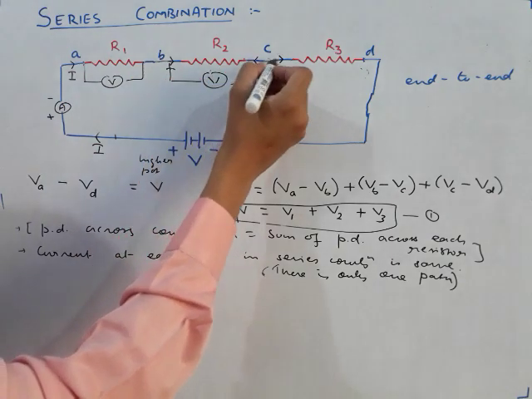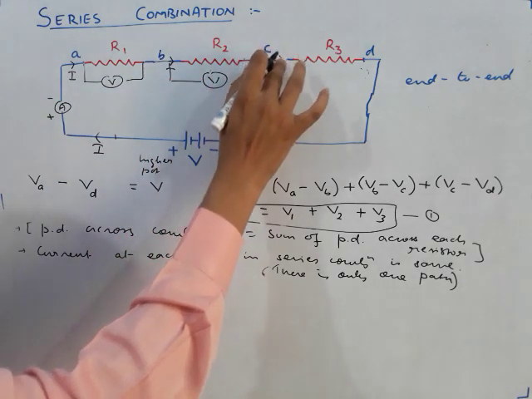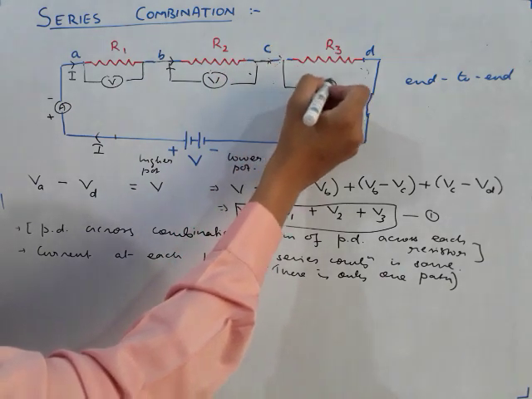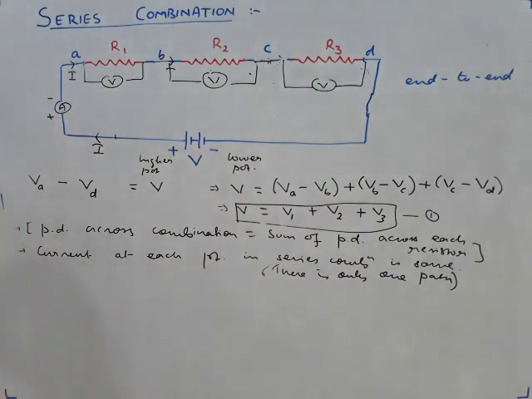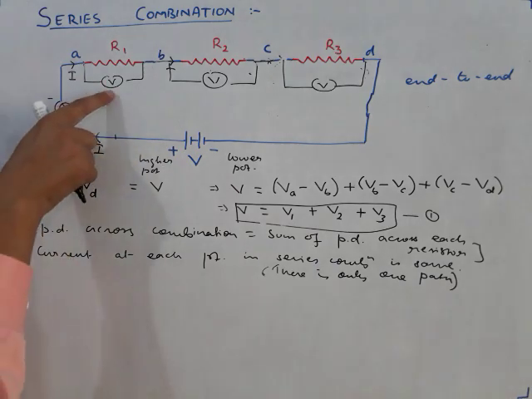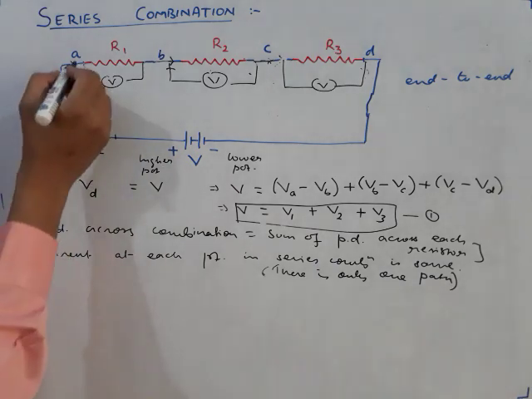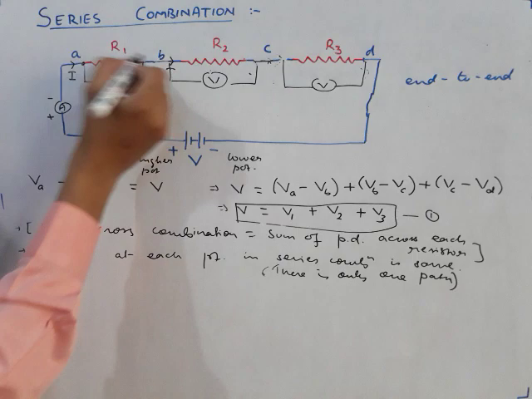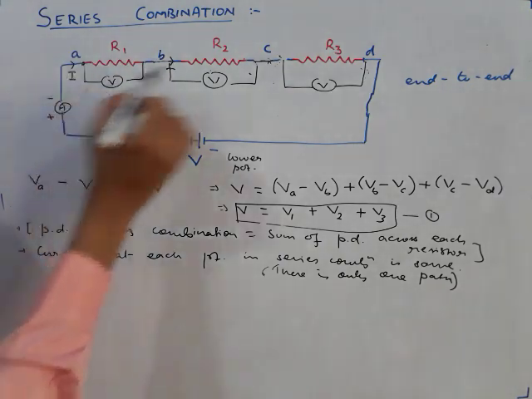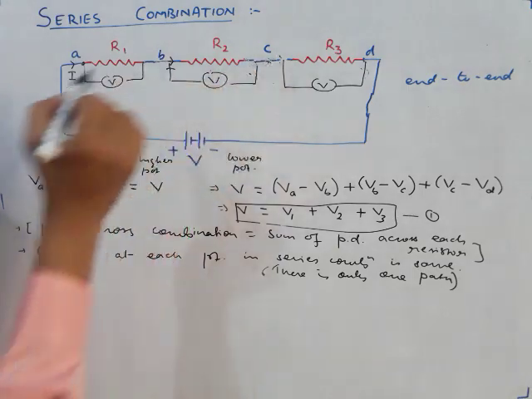Remember students, ammeter is connected in series, voltmeter is connected in parallel, because voltmeter measures potential difference between 2 points. Now see, this voltmeter is connected between points A and B. All these points you can take as B, all these points you can take as A, all these points you can take as C, and so on.